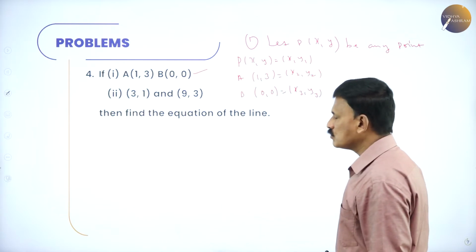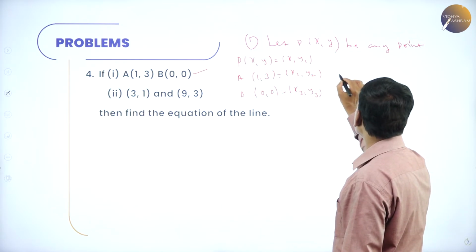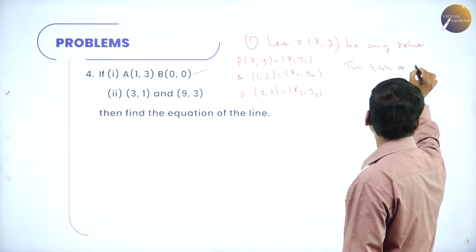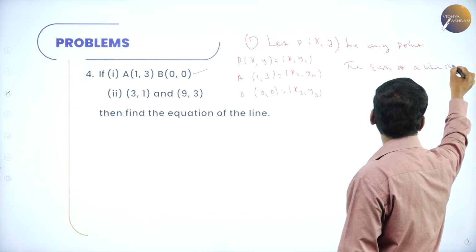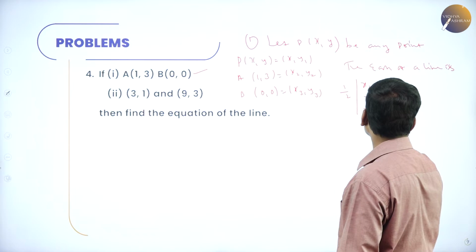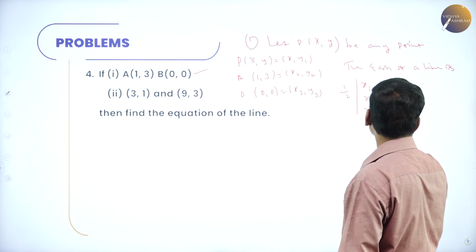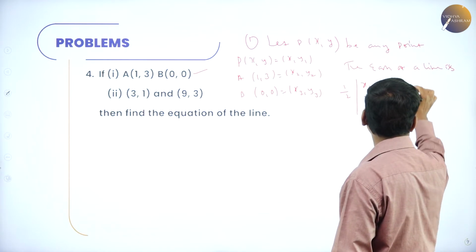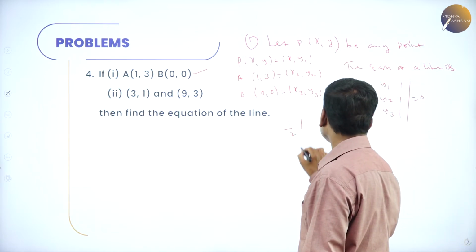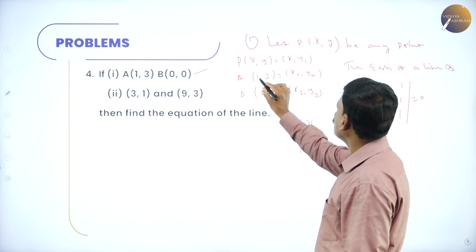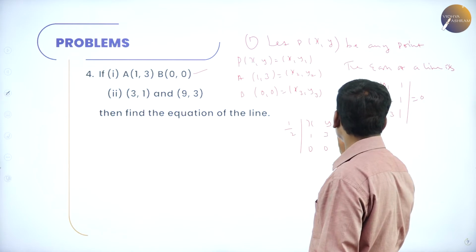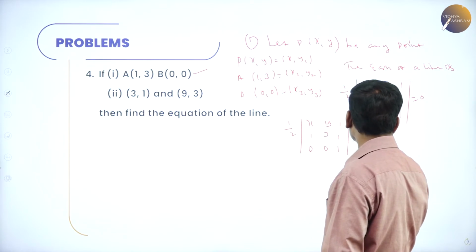Now, what is the formula? We know the equation of a line is given by half into the determinant with rows x1, x2, x3; y1, y2, y3; 1, 1, 1, equal to 0. Now substituting the values, half into x, 1, 0; y, 3, 0; 1, 1, 1 is equal to 0.